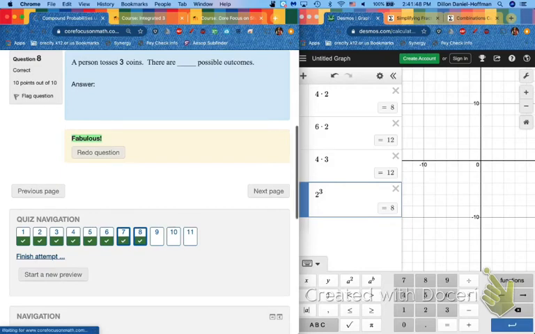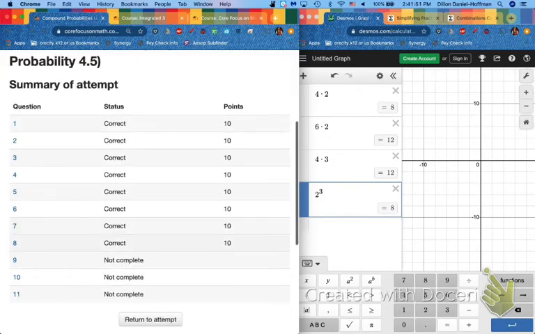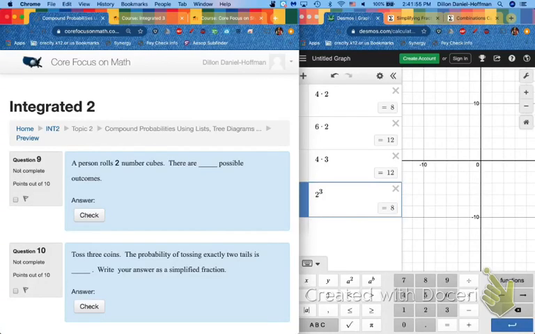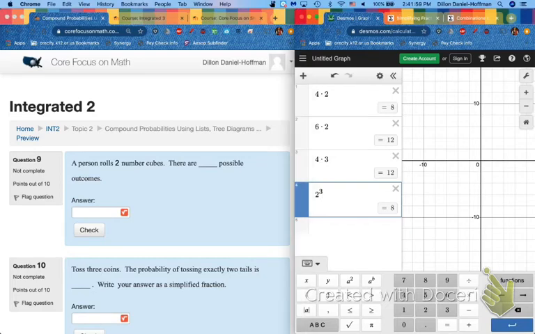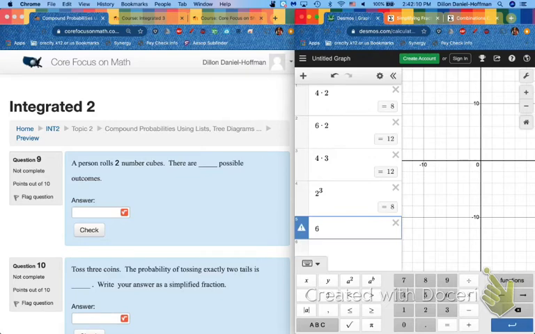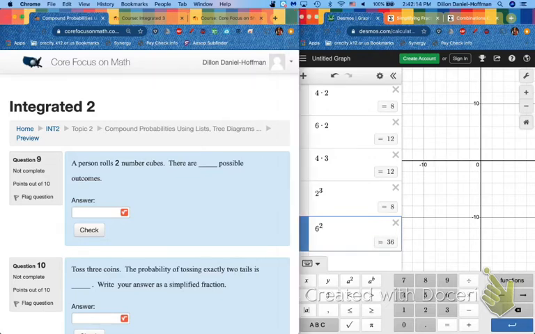I forget what 9 is. Oh, skipped ahead. Let's go back to 9. Person rolls 2 number cubes. There are blank outcomes. Okay, so now instead of there being 2 possibilities on each thing, there are 6 possibilities. And we still need to hit that exponent button. So put how many cubes you have. I've got 2, so I put a 2 up there. If you have 3, you put a 3. 4, you put a 4. For me, it's 36. For you, it might be a number larger than that.